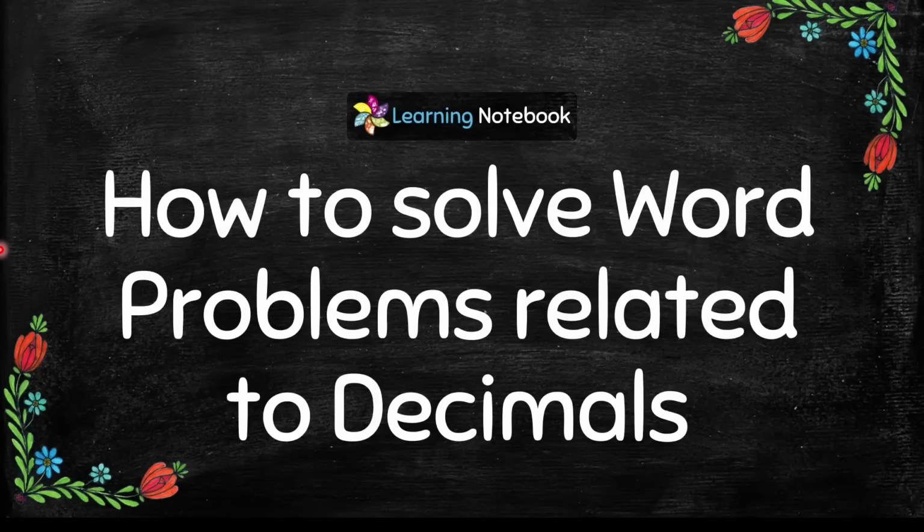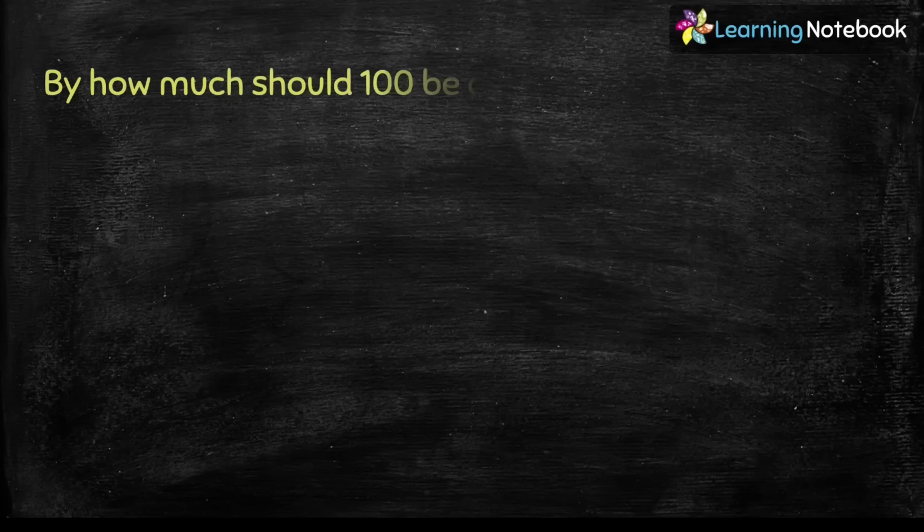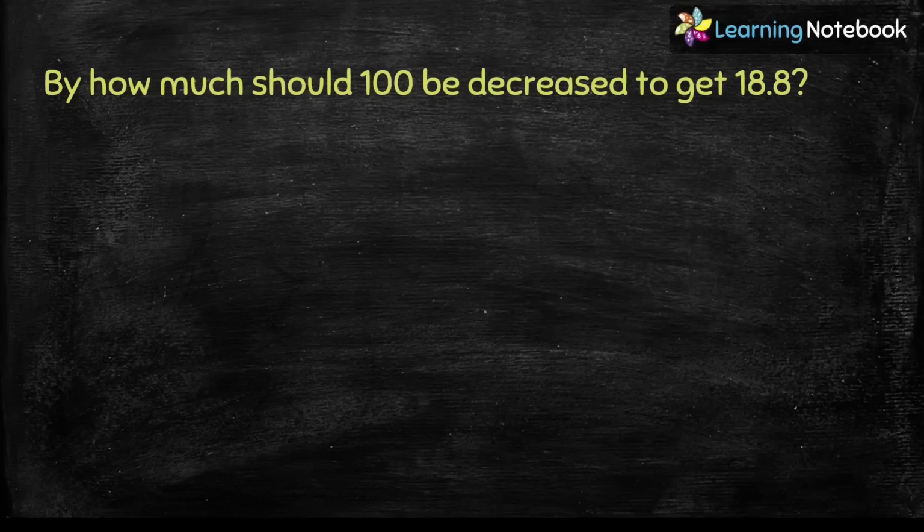Now let's understand how to solve word problems related to decimals. Question 1 is, by how much should 100 be decreased to get 18.8? Students, this word problem means 100 minus dash equals 18.8. So let's interchange the sides of 18.8 and dash.